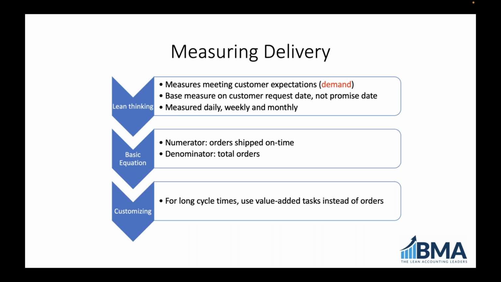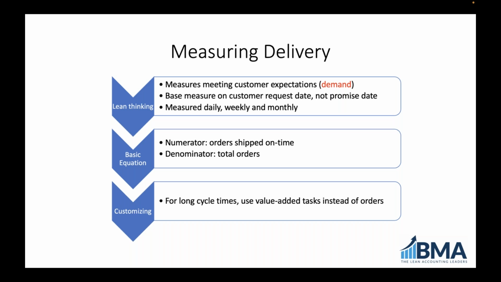A promise date is a negotiated date where you talk to the customer and you say, this is when we can deliver it. Is that good enough for you? And you sort of compromise because you can't meet what the customer really would like. So we measure this daily, weekly, and monthly. The basic equation, the numerator is the number of orders shipped on time. The denominator, total orders.